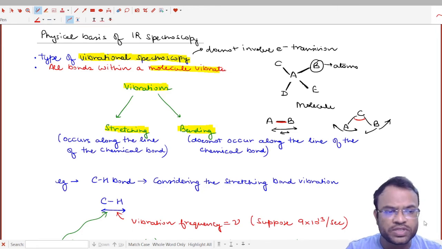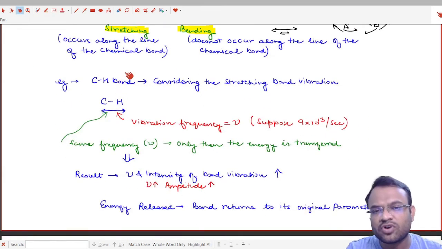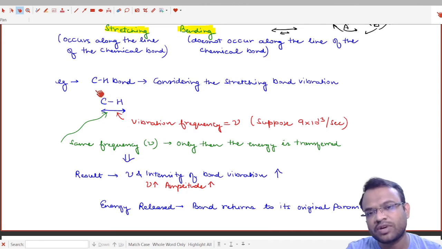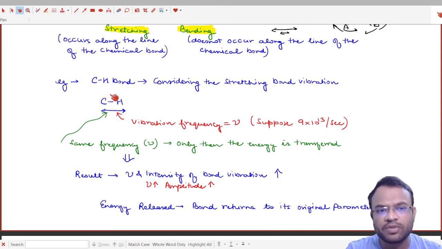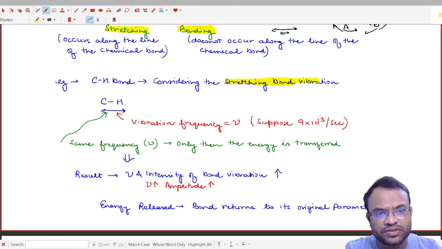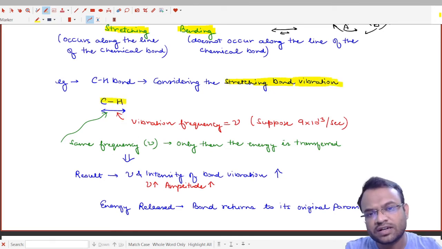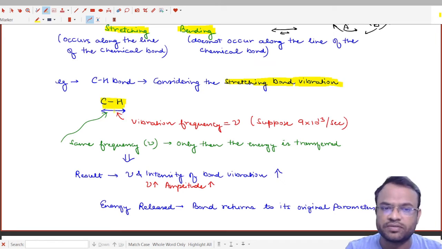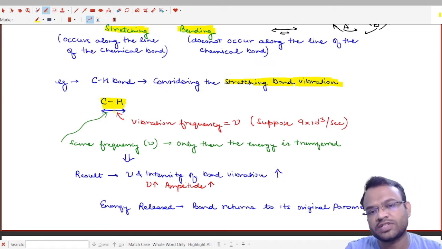Now let me show you with the help of a proper example. Suppose I am talking about a CH bond, carbon hydrogen bond. I am considering the stretching vibration only as of now. I would be talking about the bending vibrations later on in this particular lecture. So if I talk about stretching bond vibrations, you can see that the carbon hydrogen bond is present over here.